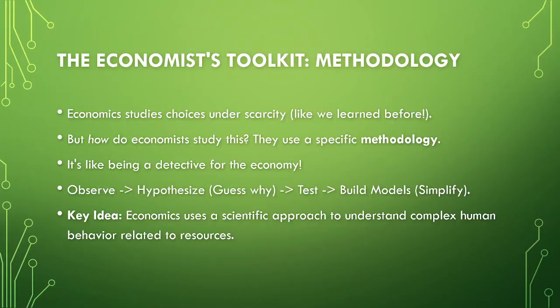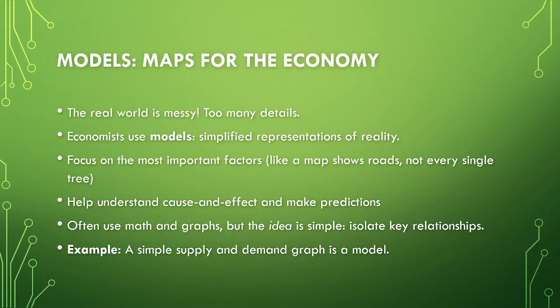Let's just dive in. So, how do economists study things like your shopping habits or why prices go up? They use a kind of scientific method. They basically observe what is happening, make an educated guess or hypothesis about why, then test it with the data, and then they build simplified models like maps. They do this to understand the important bits without getting lost in the details.